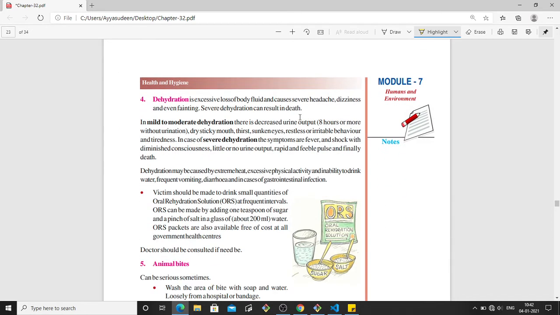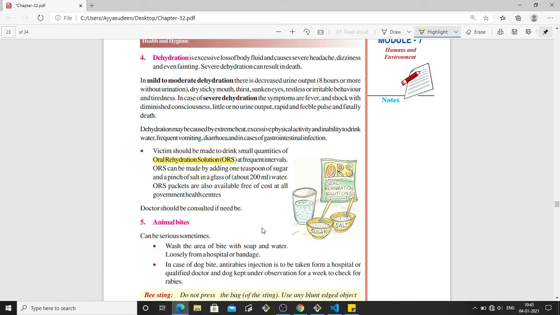And dehydration. When our body loses a lot of water, then dehydration happens. So what should be done during dehydration? Water should be given. There is something called ORS. You might have heard about it, oral rehydration solution, that has to be given at regular intervals. Okay, ORS packets are available free of cost at the government health centers, and a doctor should be consulted if needed.